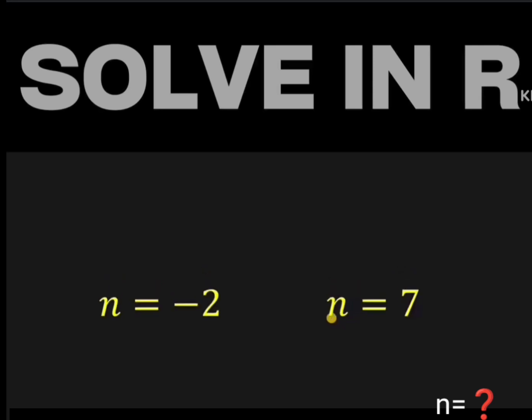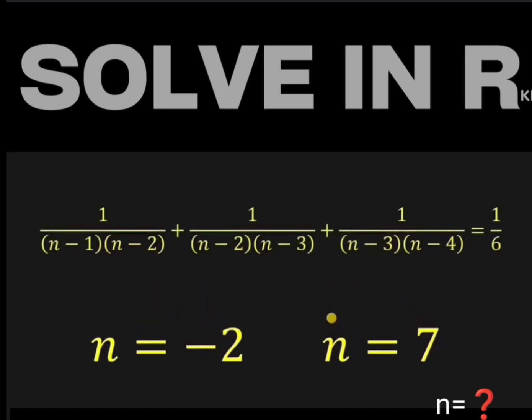And there you go. We have two possible values of n that satisfy this equation: 1 over (n minus 1)(n minus 2), plus 1 over (n minus 2)(n minus 3), plus 1 over (n minus 3)(n minus 4) equals 1 over 6. We have n equals negative 2 or n equals 7. And as always, we are done.